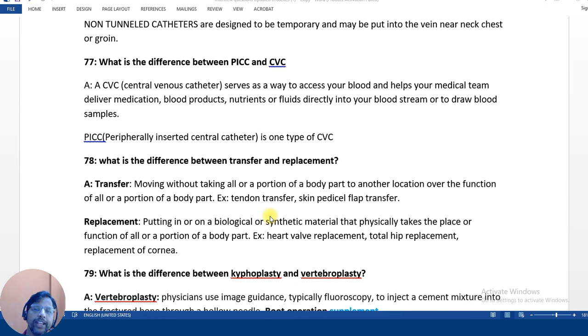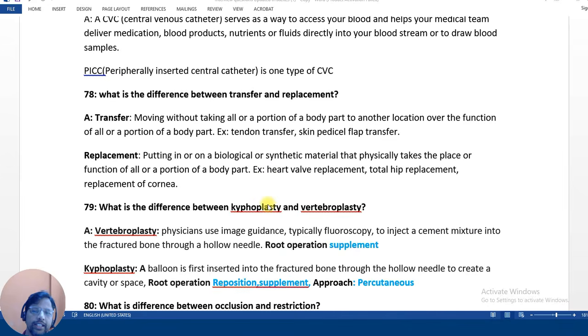What is the difference between PICC and CVC? As we have discussed previously, PICC is a peripherally inserted central venous catheter, CVC is a central venous catheter. Most of the time physicians will use these two types of catheters for medication delivery as well as blood products delivery as well as nutrients delivery.